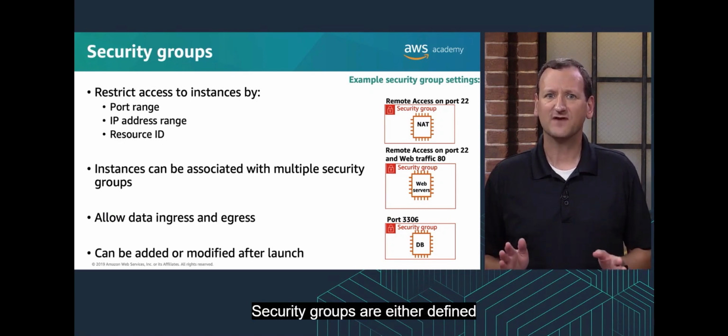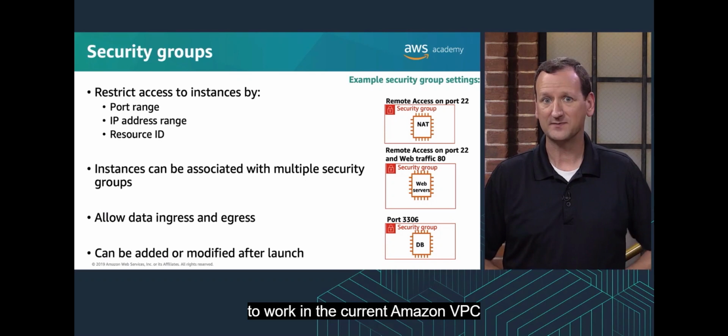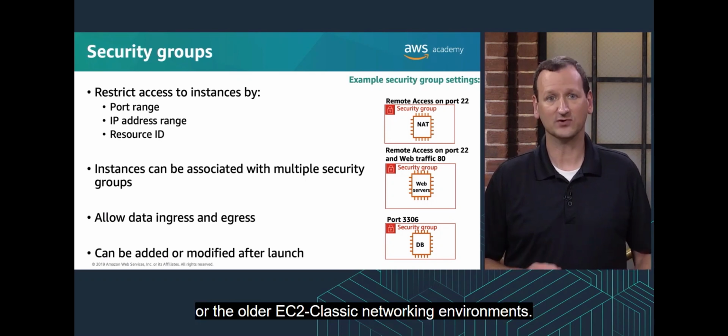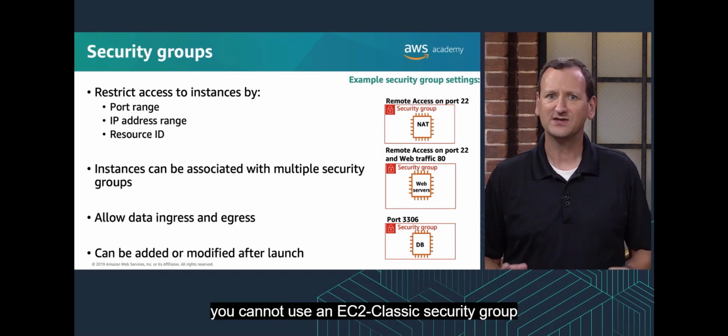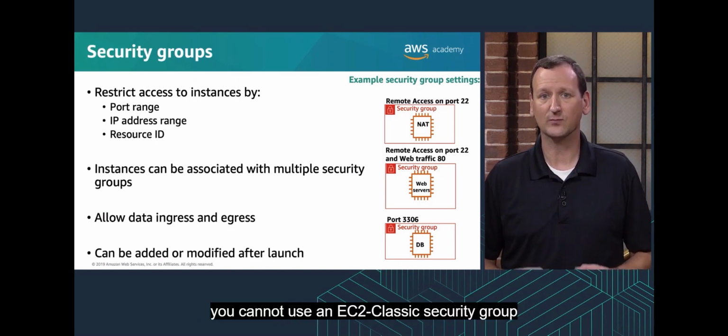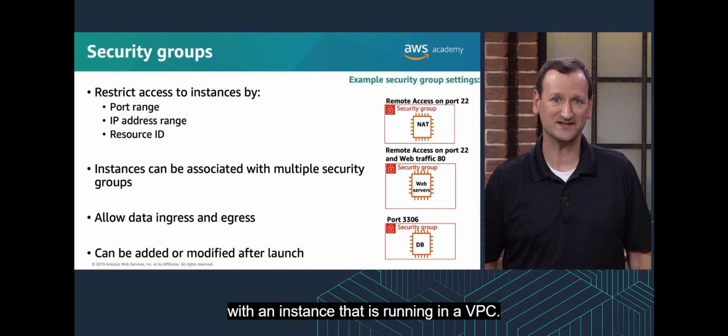Security groups are either defined to work in the current Amazon VPC or the older EC2 Classic networking environments. For example, you cannot use an EC2 Classic security group with an instance that is running in a VPC.